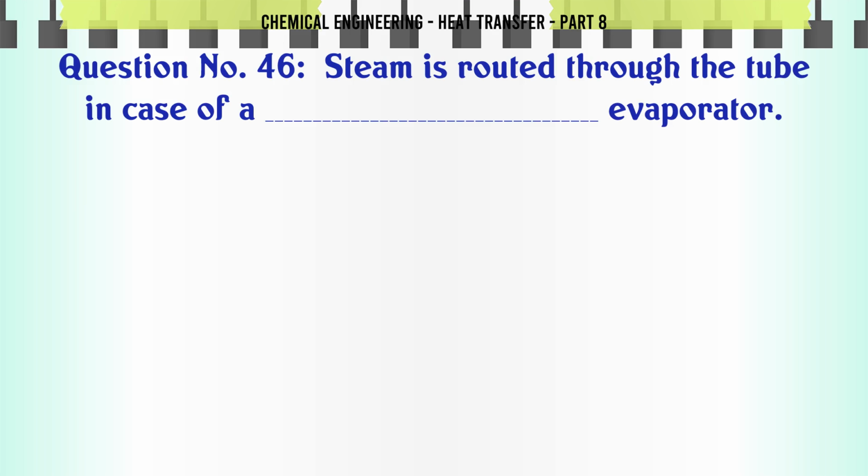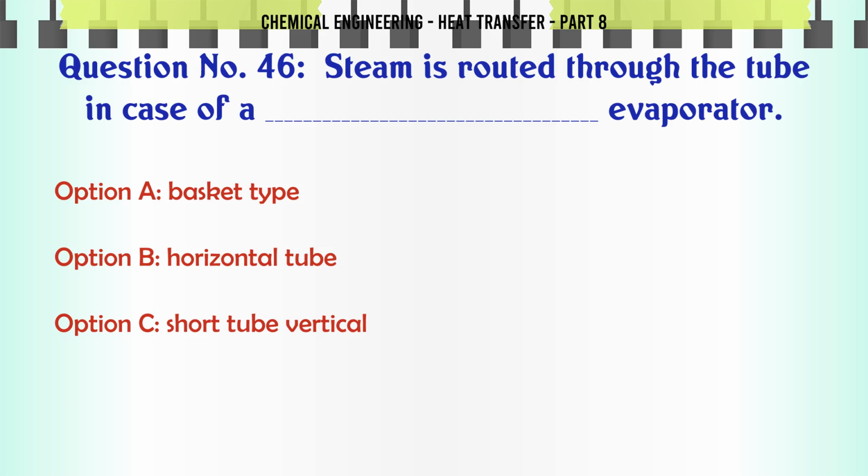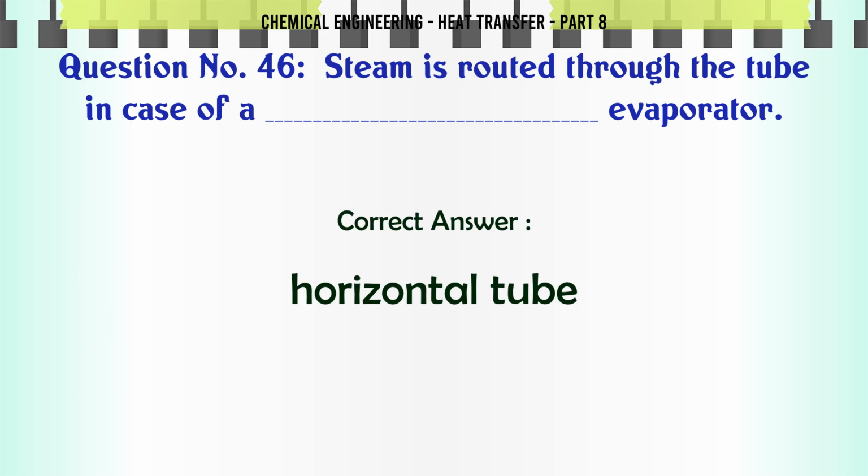Steam is routed through the tube in case of an evaporator: A. Basket type, B. Horizontal tube, C. Short tube vertical, D. Long tube vertical. The correct answer is horizontal tube.